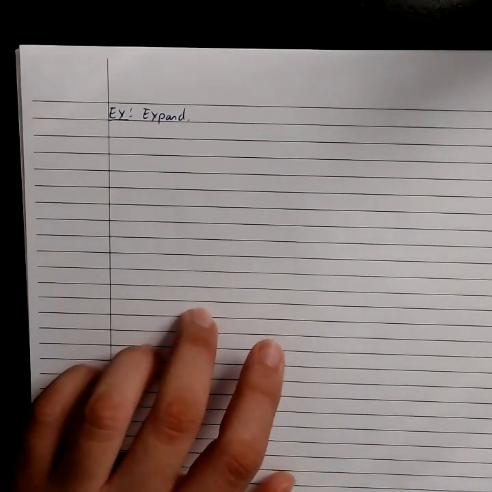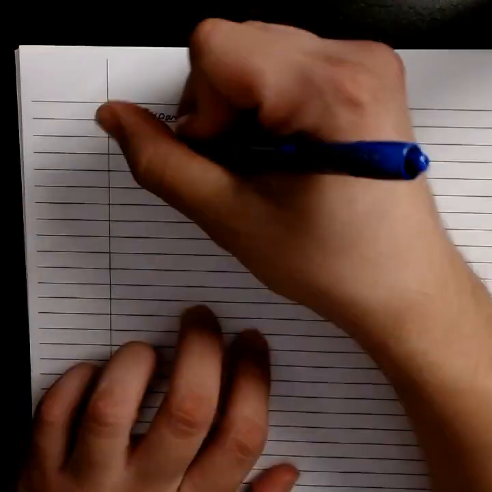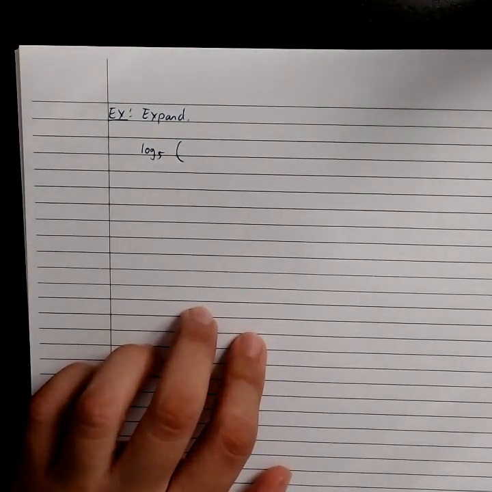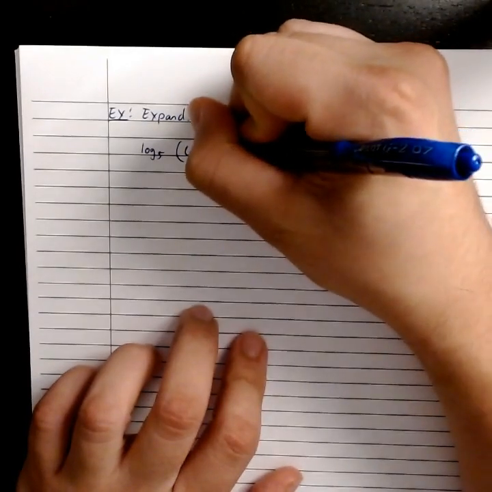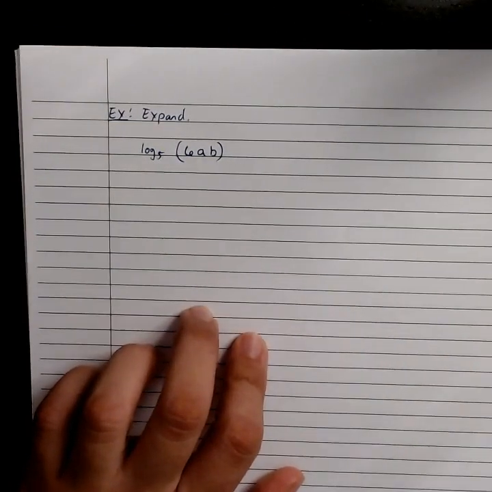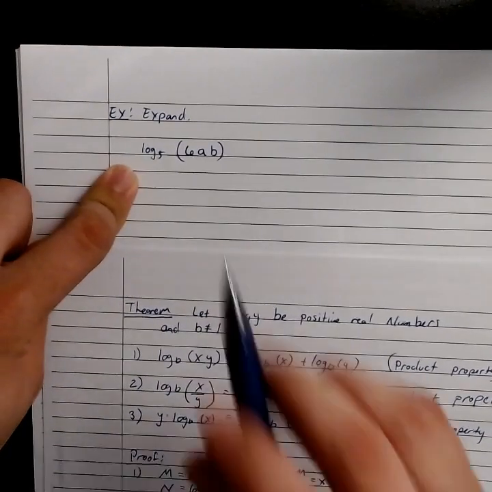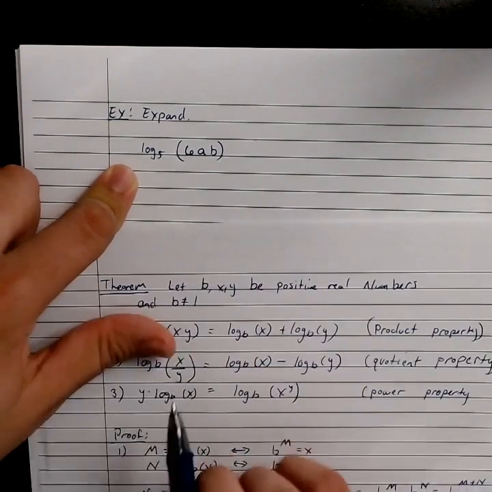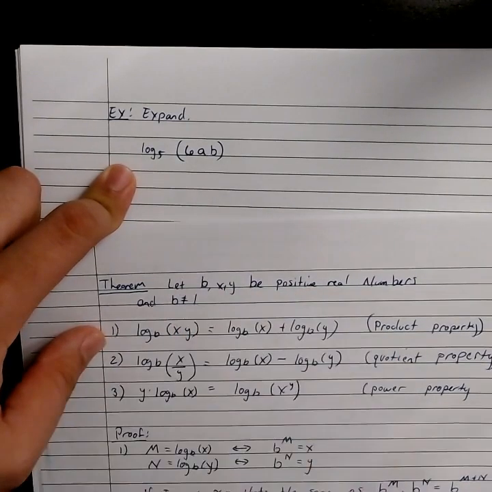Okay, so our example, let's go ahead and expand the expression log base 5 of, and let's start off small. Let's just say 6ab. All right. Well, now that expression is made up of a single logarithm with a single argument. But notice in that argument, you have the product of things. Things are being multiplied. This is 6 times a times b.